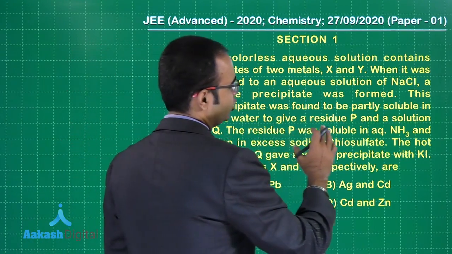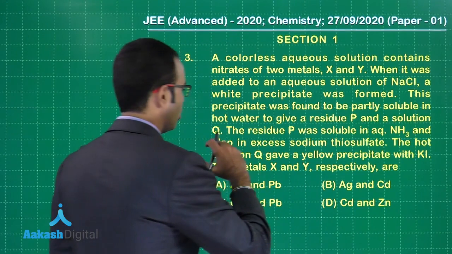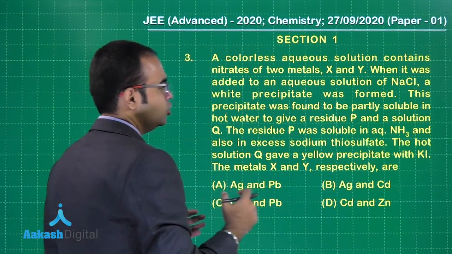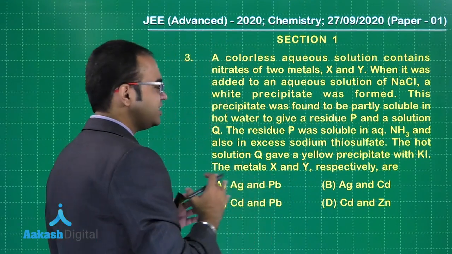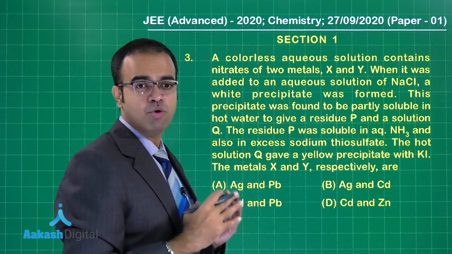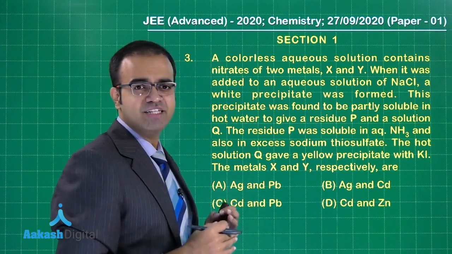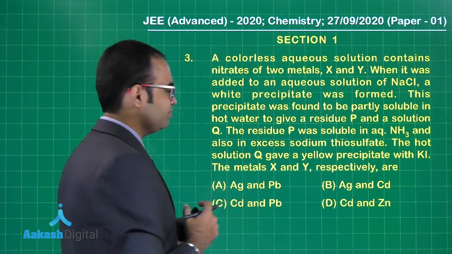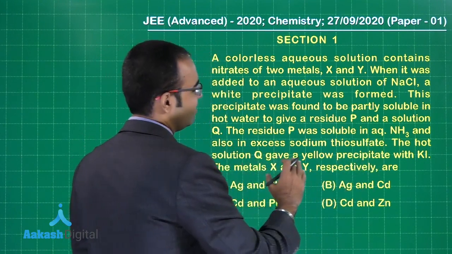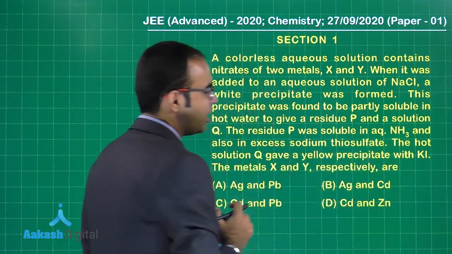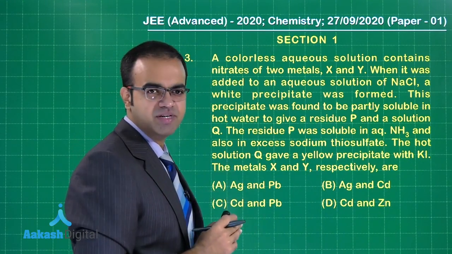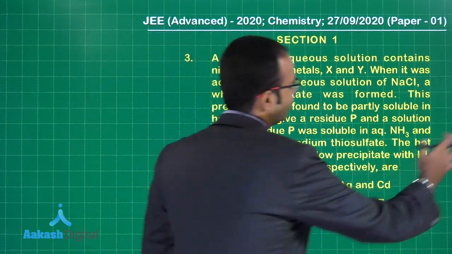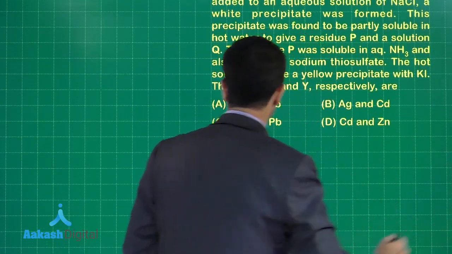The residue P was soluble in aqueous ammonia, also in excess sodium thiosulfate. So there is our hint, guys. Which residue is soluble in ammonia? AgCl is soluble in ammonia, right? So that is our first metal, that is silver. The hot solution Q gave a yellow precipitate with KI. Now, which metal gives you a yellow precipitate with KI? The metal is lead, guys.